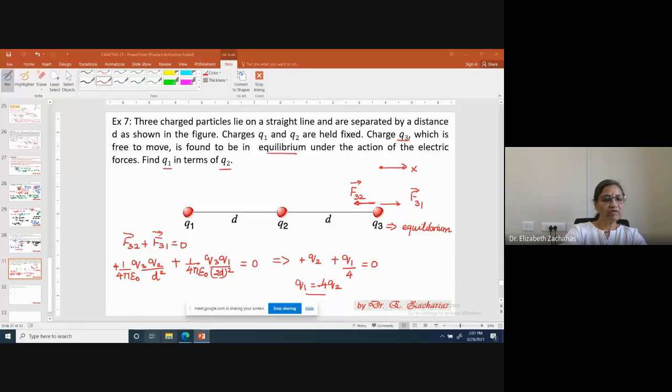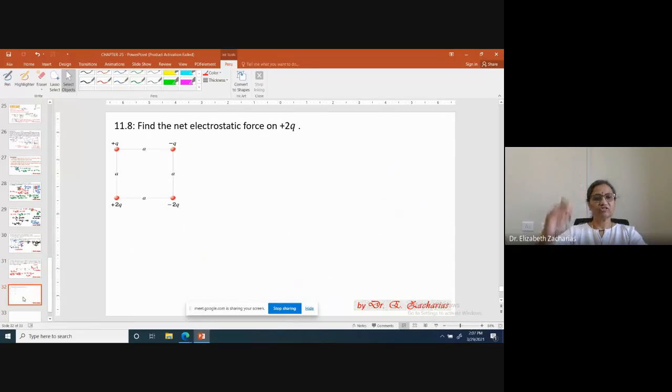Okay, let us try one more problem. You have a square of side A, and there are 4 point charges, plus Q, minus Q, plus 2Q, minus 2Q, at the 4 corners. Find the net electrostatic force on plus 2Q. How will you do that?